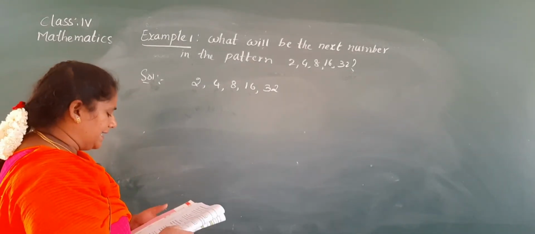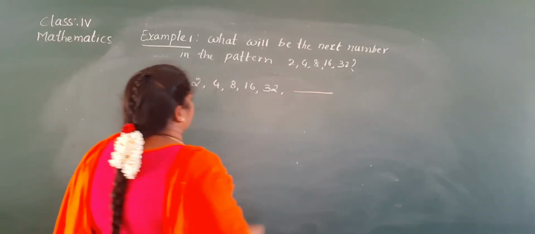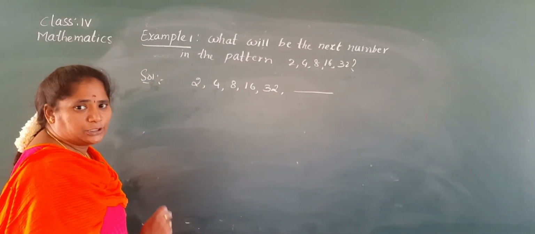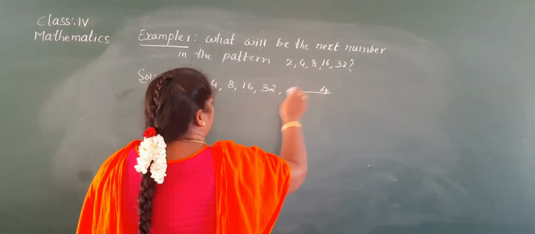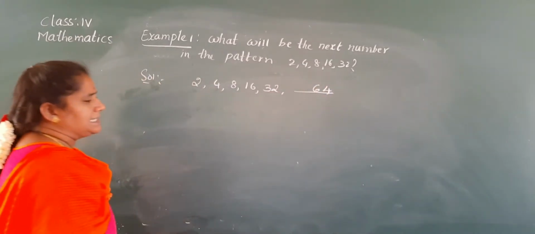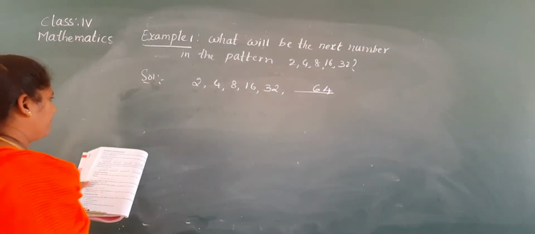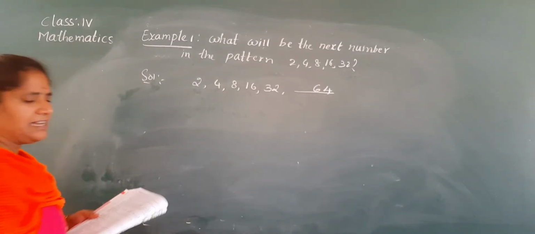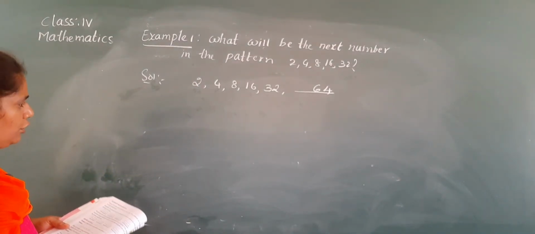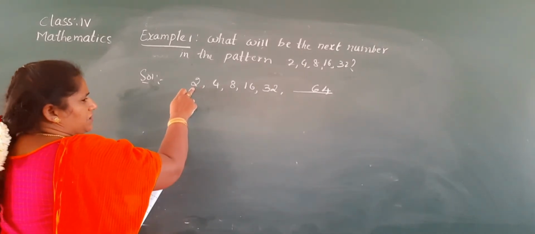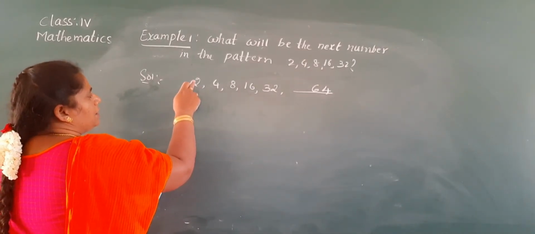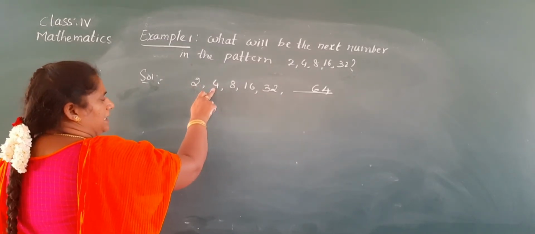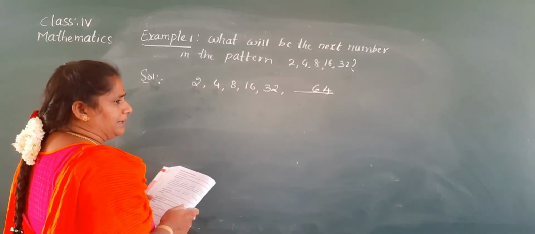Okay, so now what's the next number? Yes, to get the next number, you should multiply 32 by 2. So 2 2s are 4, 2 3s are 6, 64. Okay? So here what happened? Each number is being multiplied by 2 to get the next number. If you take the first number and multiply by 2, you get the second number. 2 2s are 4. Again you multiply this by 2 to get the third number, 8.